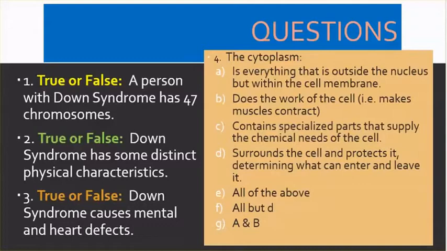Number 4, the cytoplasm, A, is everything that is outside the nucleus but within the cell membrane. B, does the work of the cell, for example, makes a muscle contract. C, contains specialized parts that supply the chemical needs of the cell. D, surrounds the cell and protects it, determining what can enter and leave it. E, all of the above. F, all but D. G, A and B.